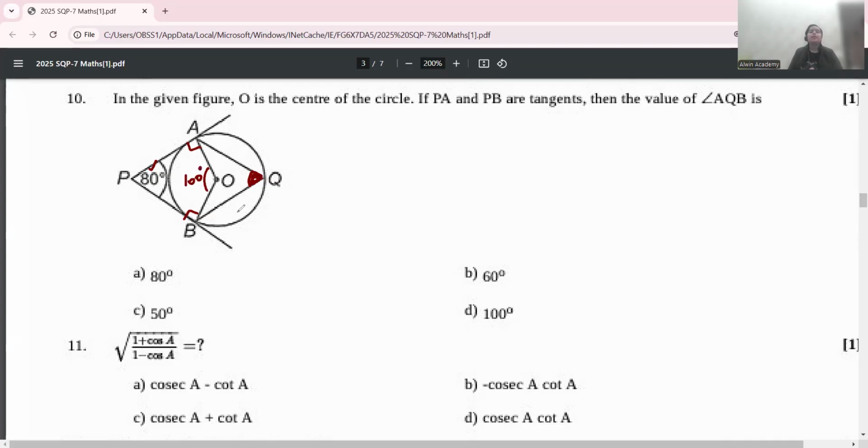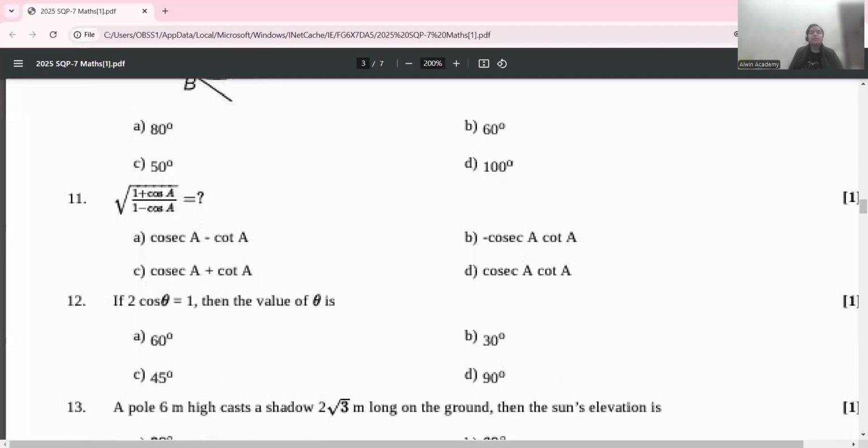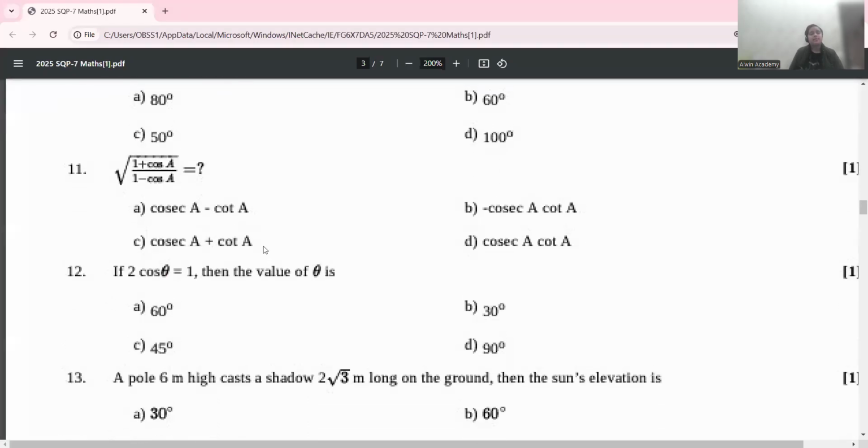Now, when this is 100, we know that the angle made by an arc at the center is double the angle made by it at any other point on the circle. So, if this is 100, 100 is double of this angle, hence this angle must be 50 degree. Option number C. Going to the next question, root of 1 plus cos theta by 1 minus cos theta is.